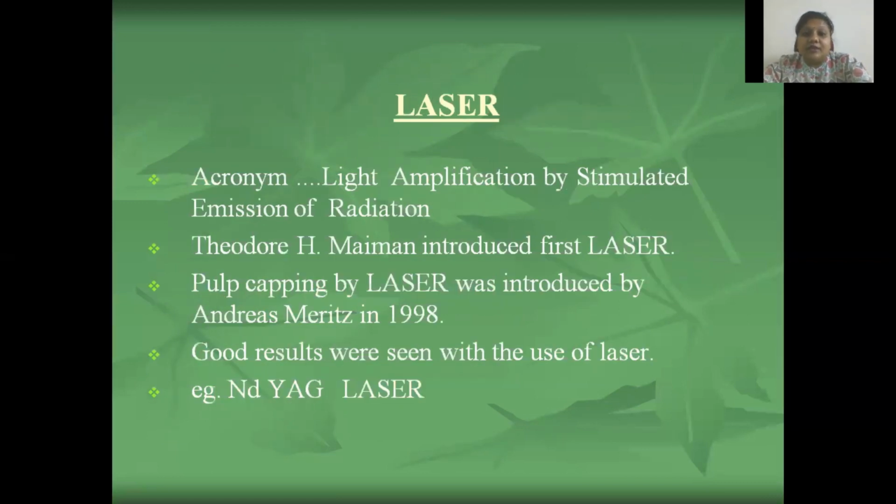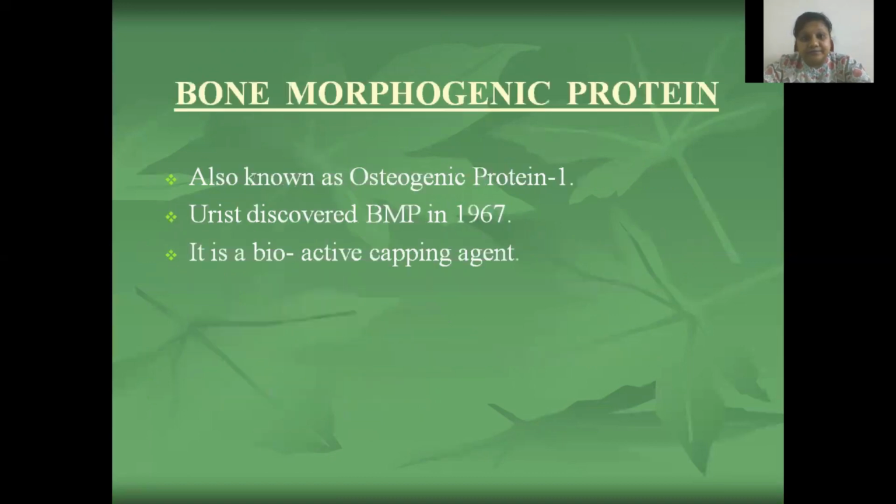Laser. The acronym for laser is light amplification by stimulated emission of radiation. Meyerman introduced laser for the first time. In pulp capping, the laser was introduced by Meritz in 1998. Good results were seen with the use of laser, and the laser we use here is Nd:YAG laser. Bone morphogenic protein. It is also called osteogenic protein 1. Urist had discovered them in 1967. It is a bioactive capping agent.